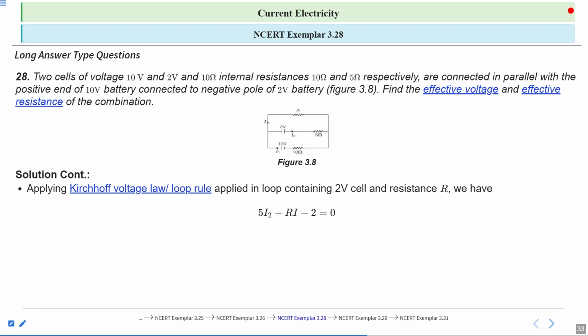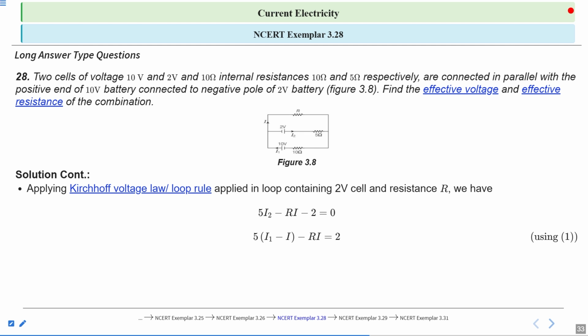Also we are going in the direction opposite to the I2 current, so the potential drop across the internal resistance 5 ohm will be taken as positive. So plus 5 I2. Now in the external resistance R, we are moving in the direction of current I, so the potential drop IR will be taken as negative. So 5I2 minus IR minus 2, which is the EMF of the battery, equals 0.